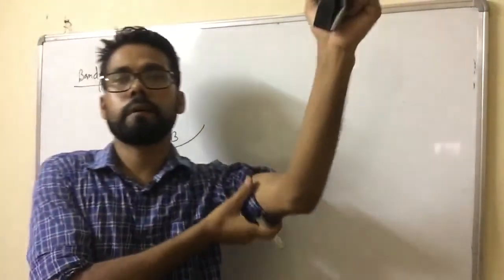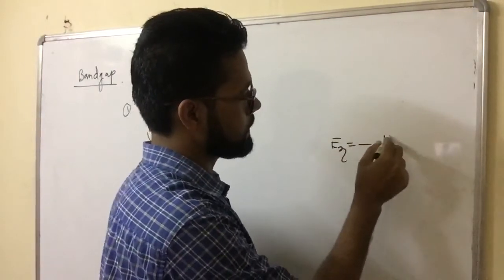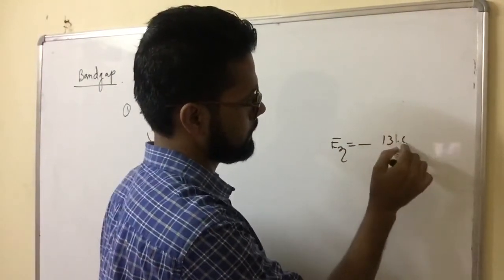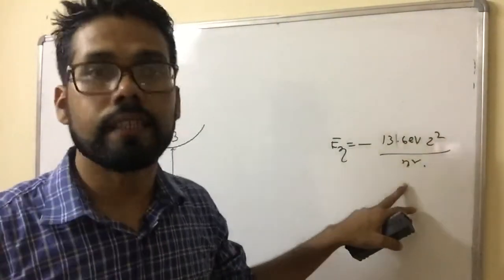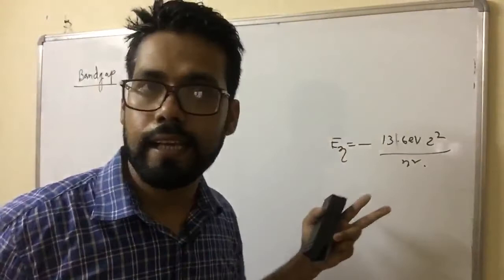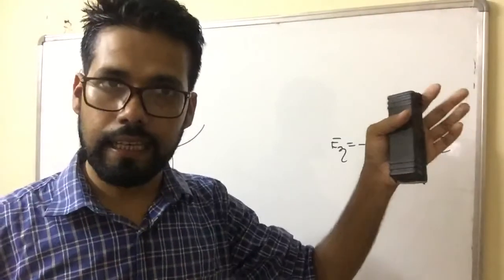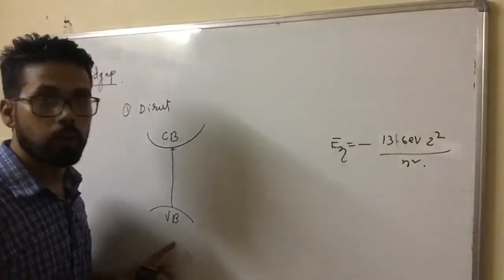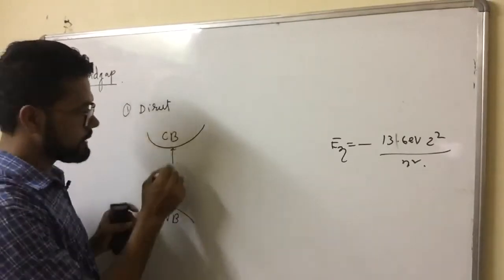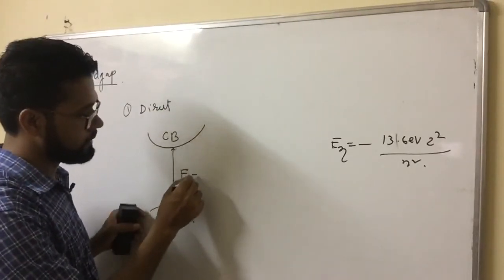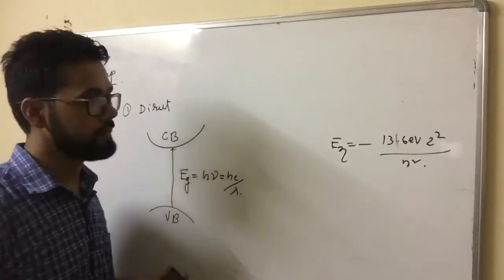Suppose you remember the hydrogen atom. What is the energy of the hydrogen atom? Minus 13.6 electron volt, Z squared divided by n squared. This is the ground state energy. If we excite the hydrogen atom, then the electron will jump to the excited state, and then we have to calculate the energy in the excited state. Similarly, here also, when you heat the semiconductor, the electron from the valency band moves to the conduction band. And this gap energy is represented by h nu, or hc by lambda. Clear? This is the formula.